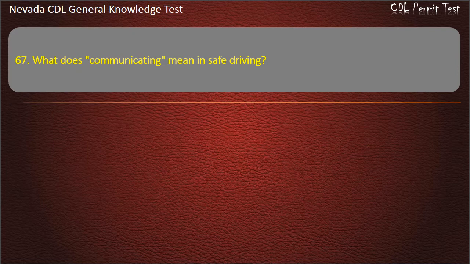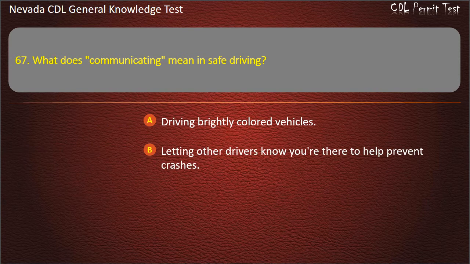Question 67. What does communicating mean in safe driving? Driving brightly colored vehicles. Letting other drivers know you're there to help prevent crashes. Using hand signals. Answer. Letting other drivers know you're there to help prevent crashes.